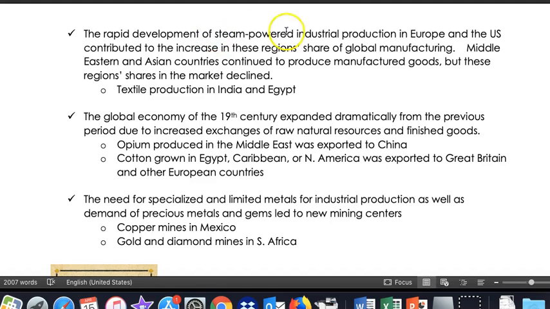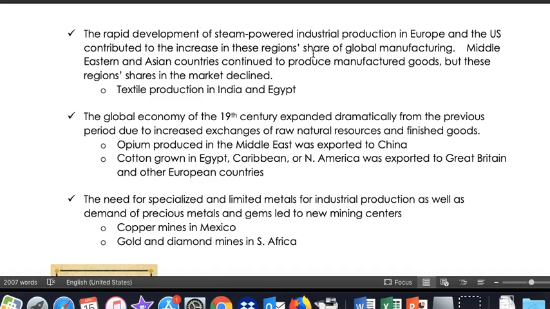This point here talks about the steam-powered industrial production in Europe and the United States, meaning that whoever has the steam engines and the steam-powered technology, they are going to increase production and industrialize the fastest. Therefore, they're going to share a greater portion of manufacturing and industrialization, which means they also are going to have a greater market share then of all the goods that are produced. So this is going to benefit Europe, the United States, and Japan, but those places that were very late to industrialize are going to suffer.